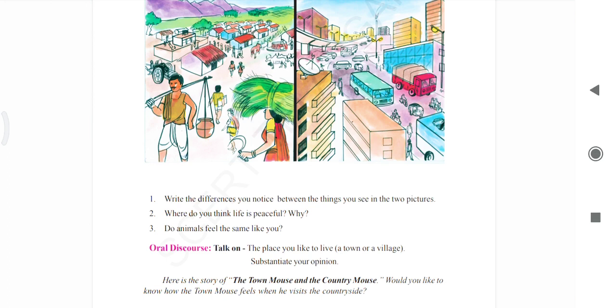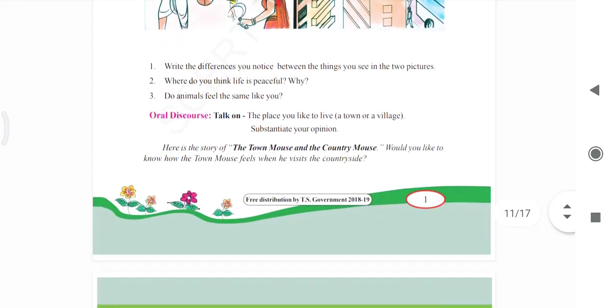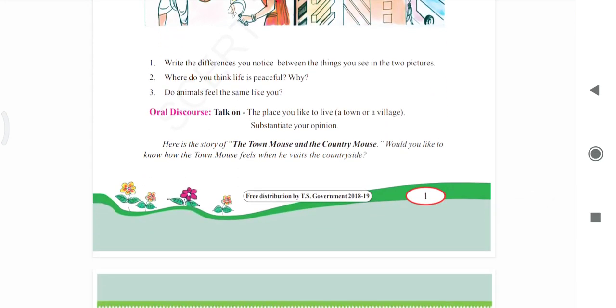Okay, students. Next, we have oral discourse there. Talk on the place you like to live, whether it is a town or a village. That is actually a classroom activity; we cannot do it right now.